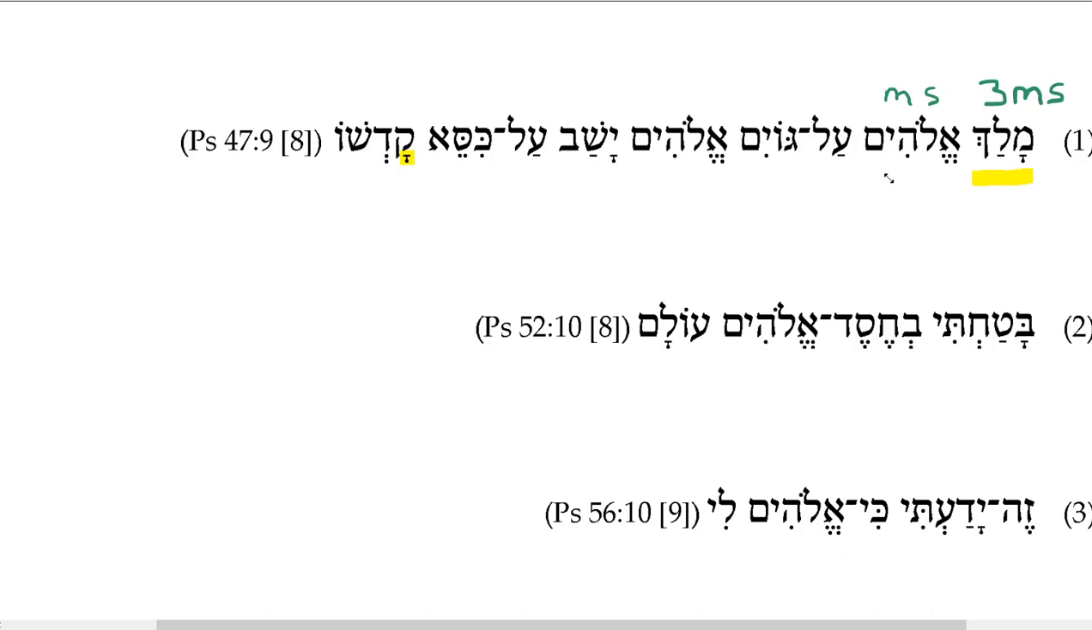And then we have Elohim, which is God. So malach is rule. God rules. And then we have al goyim. So al goyim, over nations. We might say the nations, but there's no definite article here. So goyim is the plural of goy. And so we have masculine plural, goyim. God rules over nations.